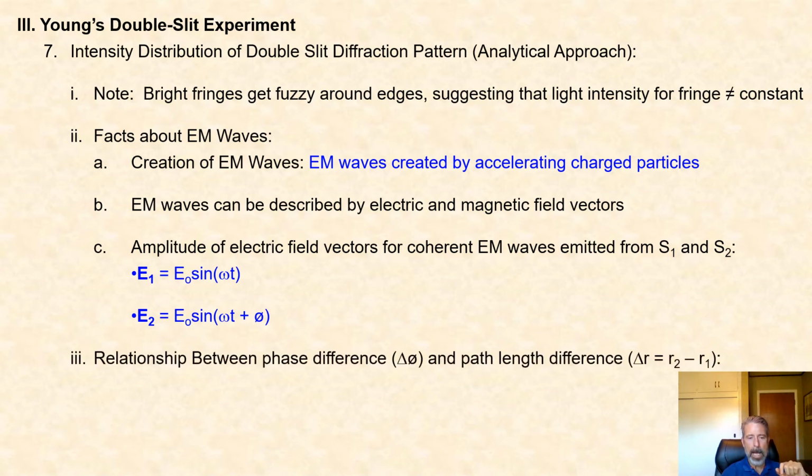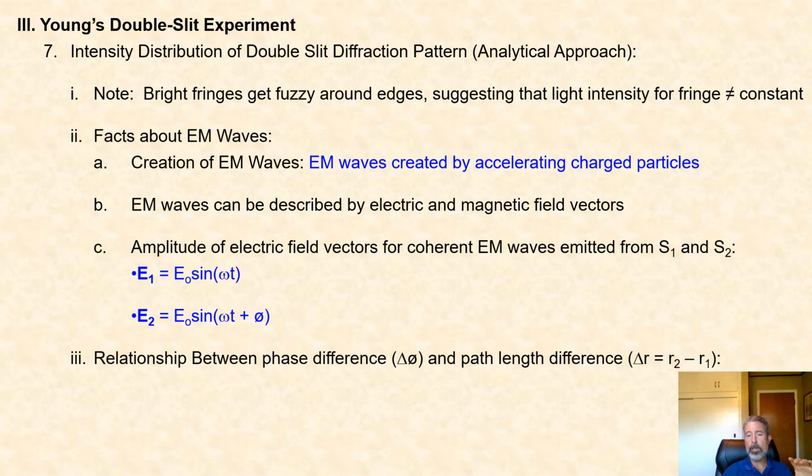And I just want to point out that when we talk about a coherent source of light, we're saying that the waves emitted from these two slits must maintain a constant phase difference with respect to each other. As they travel here, phi is that phase difference. It is the only difference between these two waves.